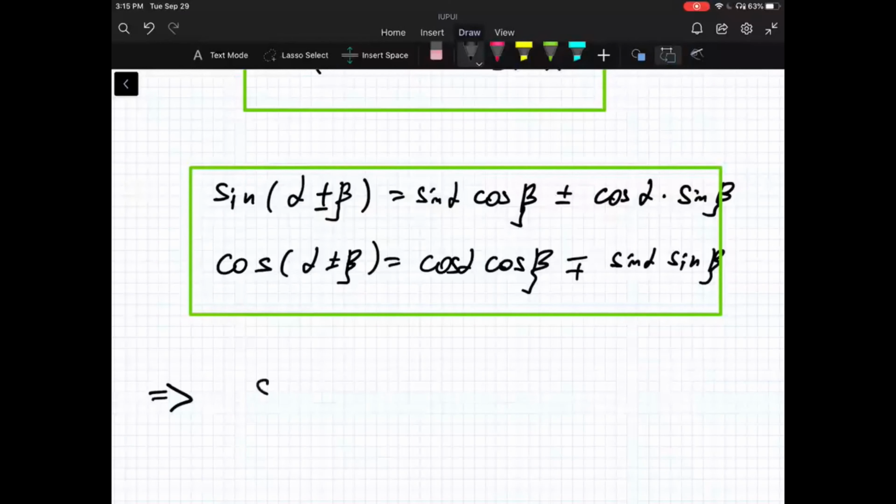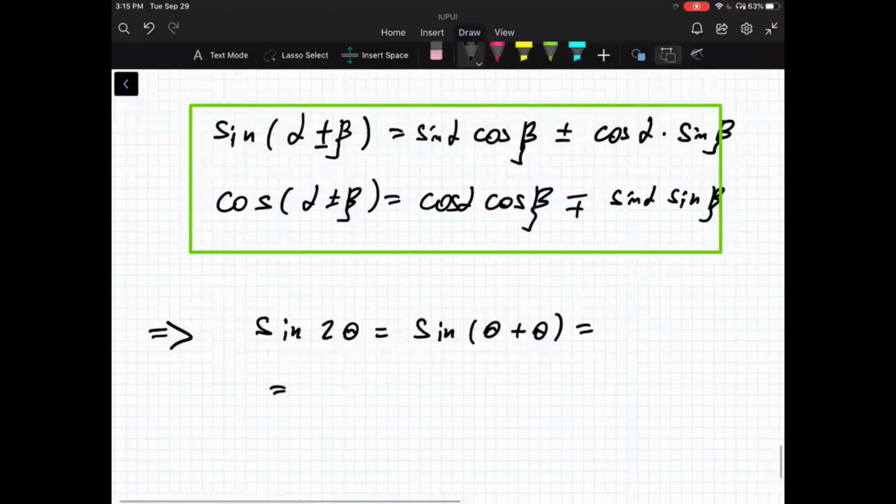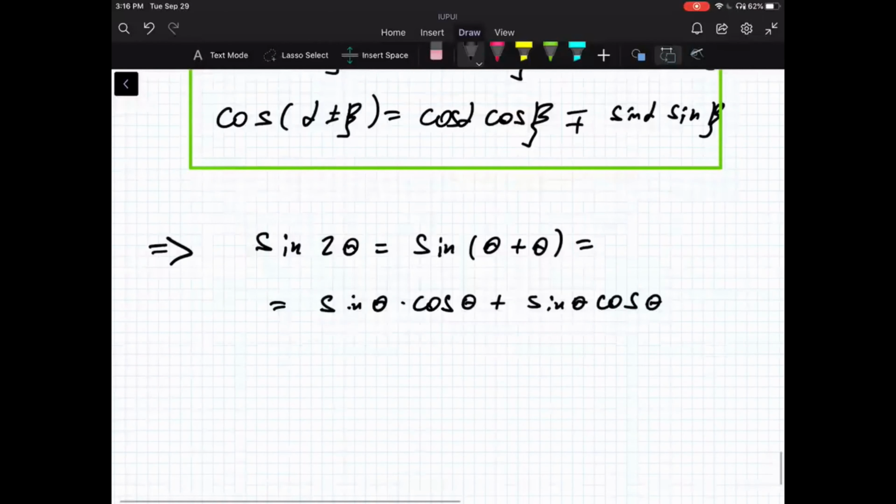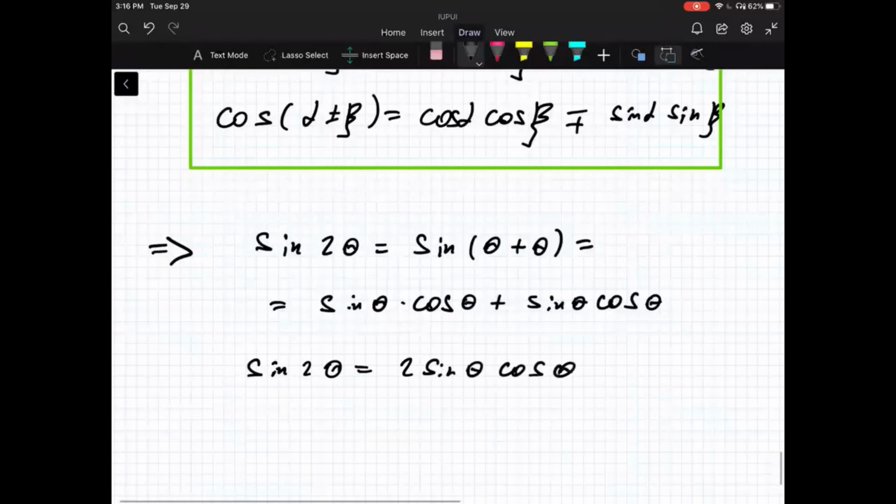First of all, sine of double angle. So it is the same as sine of theta plus theta. And you can use the formula of the sum. Will give you what? Sine of theta times cosine of theta plus sine of theta cosine of theta. No surprises. So sine of 2 theta thus will be 2 sine of theta cosine of theta.